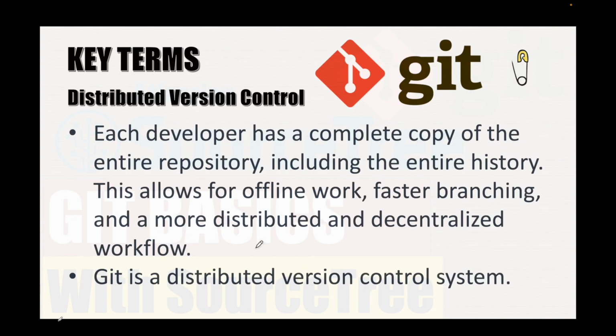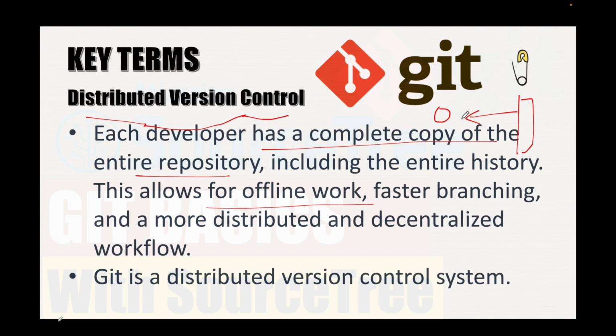Another important concept, distributed version control. So what is distributed version control? In this case, every developer has a complete copy of the entire repository, including the entire history. This allows for offline work, faster branching, and a more distributed and decentralized workflow. So there is a remote repository, and every developer who clones it onto his or her machine has the entire copy of what is there in the remote repository. So from remote, it comes to his local. Everything comes, and Git is a distributed version control system.